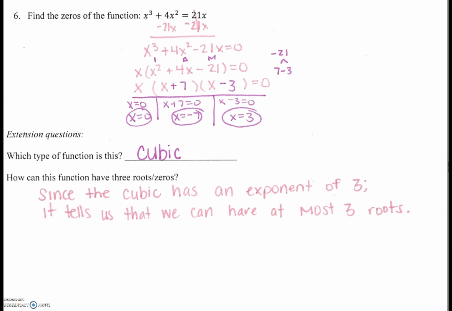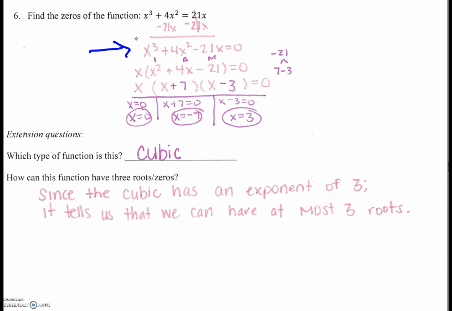Okay, so for number 6, it says find the zeros of the function x to the third power plus 4x squared equals 21x. Remember, in order to solve, we need it set equal to 0. So we're going to subtract that 21x over to the other side. So now we have x to the third power plus 4x squared minus 21x equals 0. But we should see a problem. We don't really know how to solve anything to the third power.